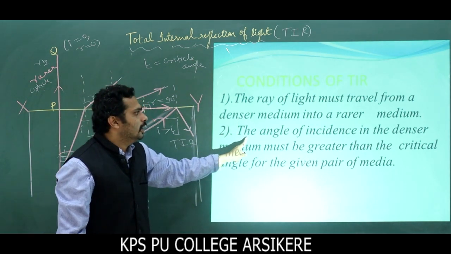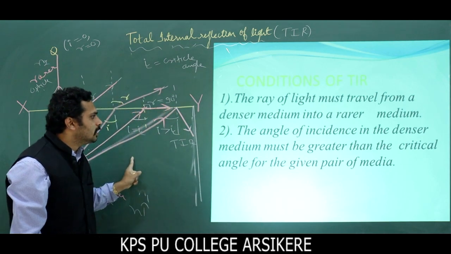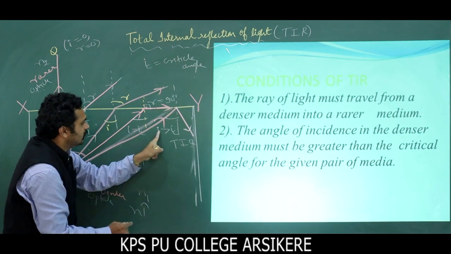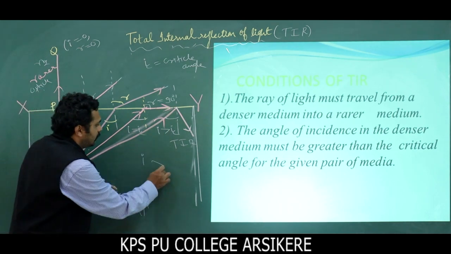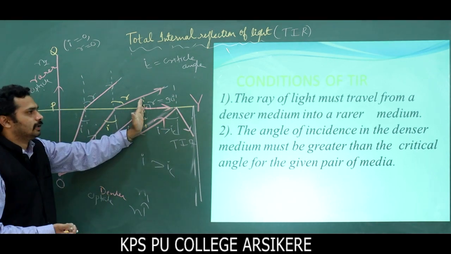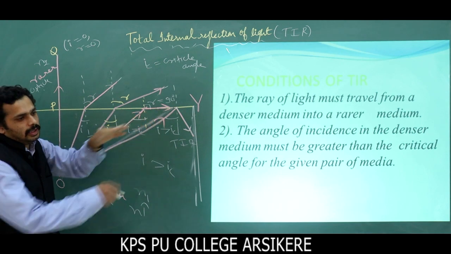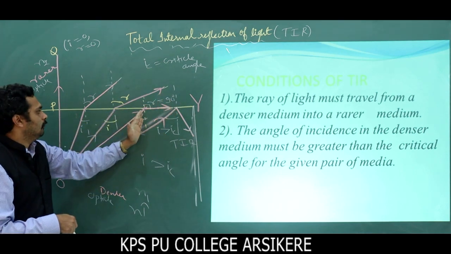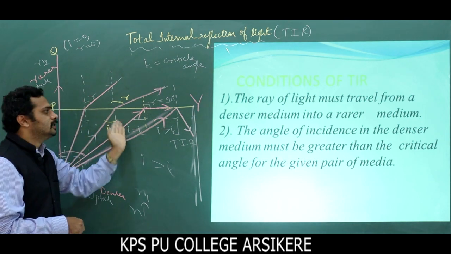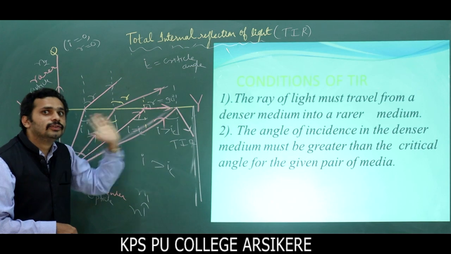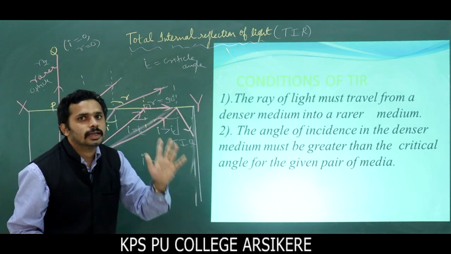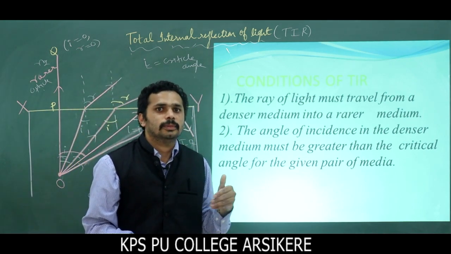The second condition, the angle of incidence in the denser medium must be greater than the critical angle. Look at here, the angle of incidence in the denser medium is greater than the critical angle. ಈ critical angle ಗಿಂತ ಜಾಸ್ತಿ ಇರಬೇಕು. This is critical angle. At critical angle, r is 90 degrees. The refracted ray grazes on the interface. You know that I is less than IC, it obeys laws of refraction. I is greater than IC, it obeys laws of reflection. That's why to get TIR, the angle of incidence must be greater than critical angle. You got it? May I clear this?